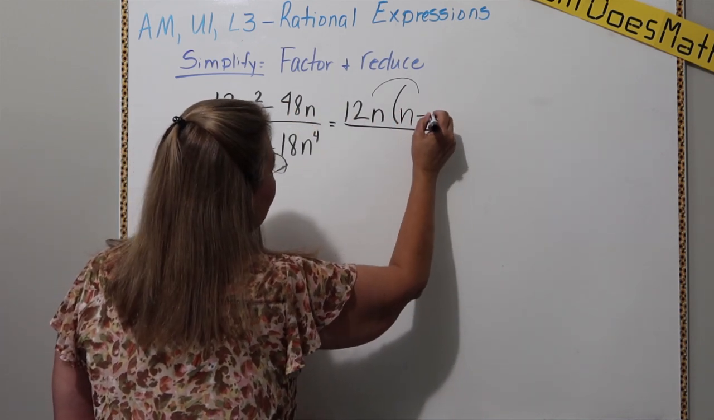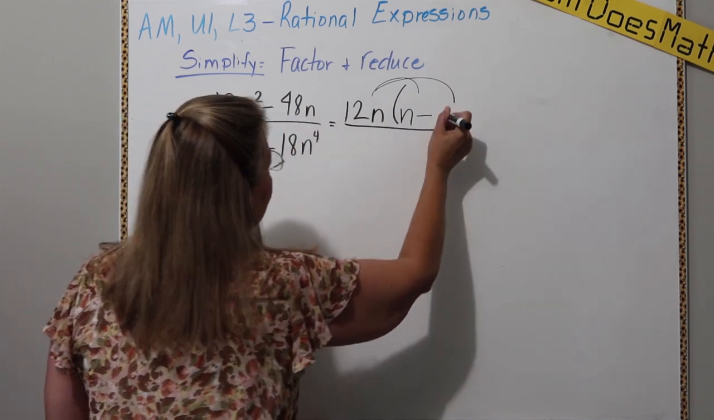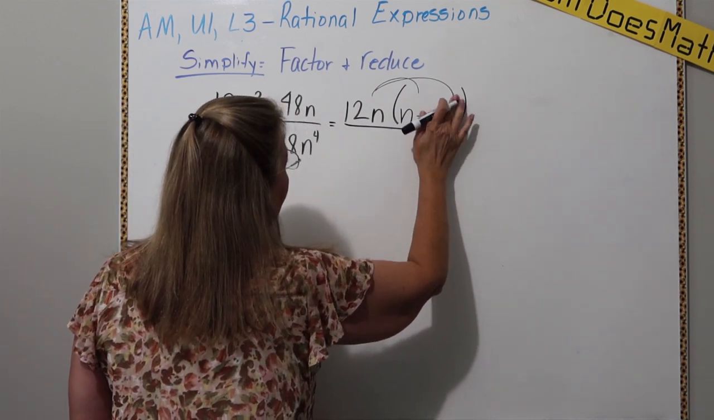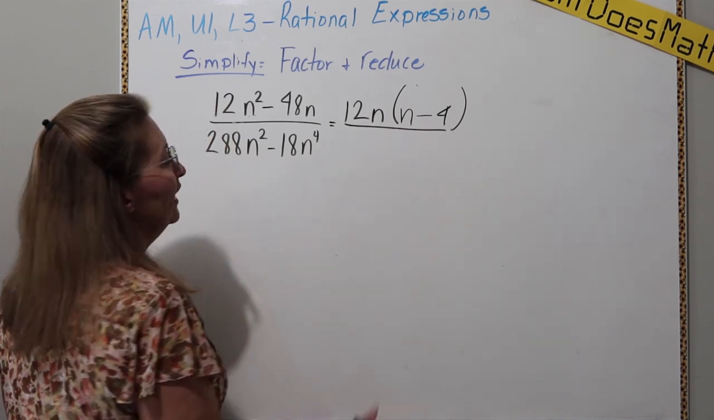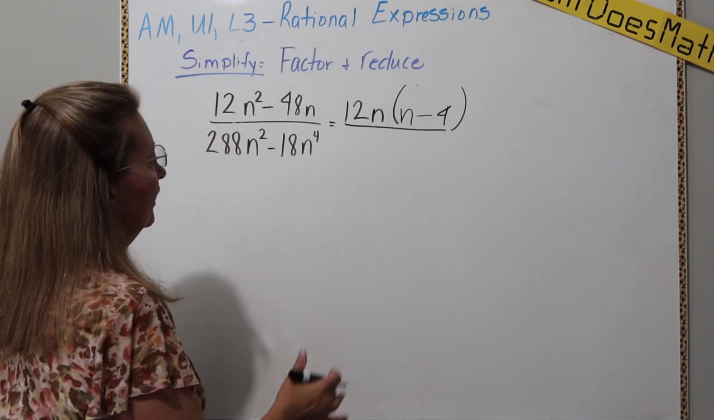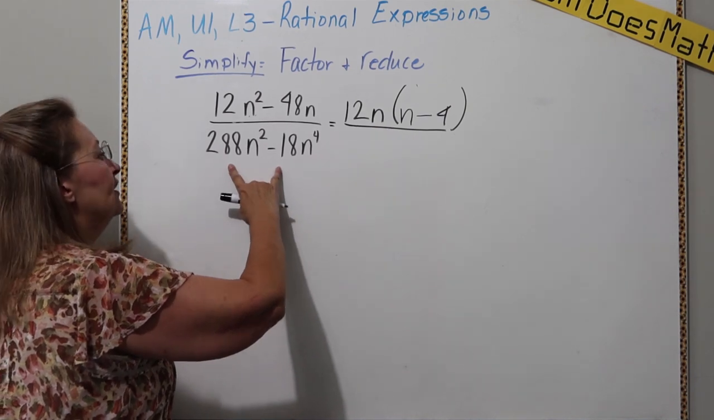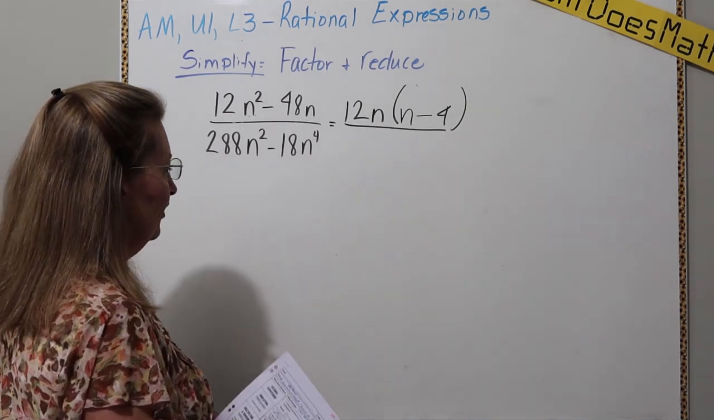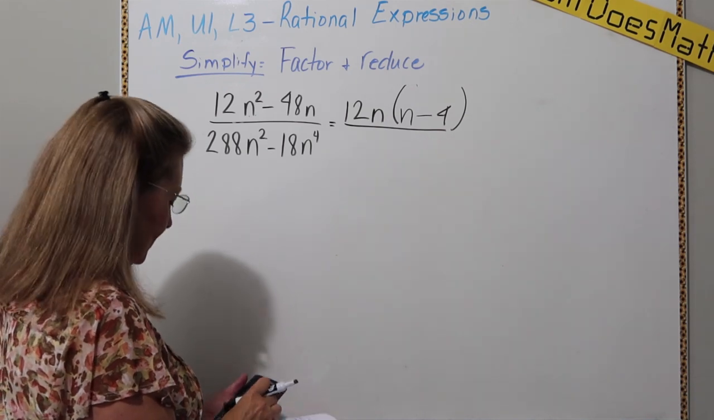It's going to be a minus sign. What would you multiply 12n by to get 48n? Just 4. Okay? So I look at my binomial here. It can't be factored, so I'm good to go there. Now let's come down here. I have another binomial. So I need to find the greatest common factor. Now what is the greatest common factor between 288 and 18?